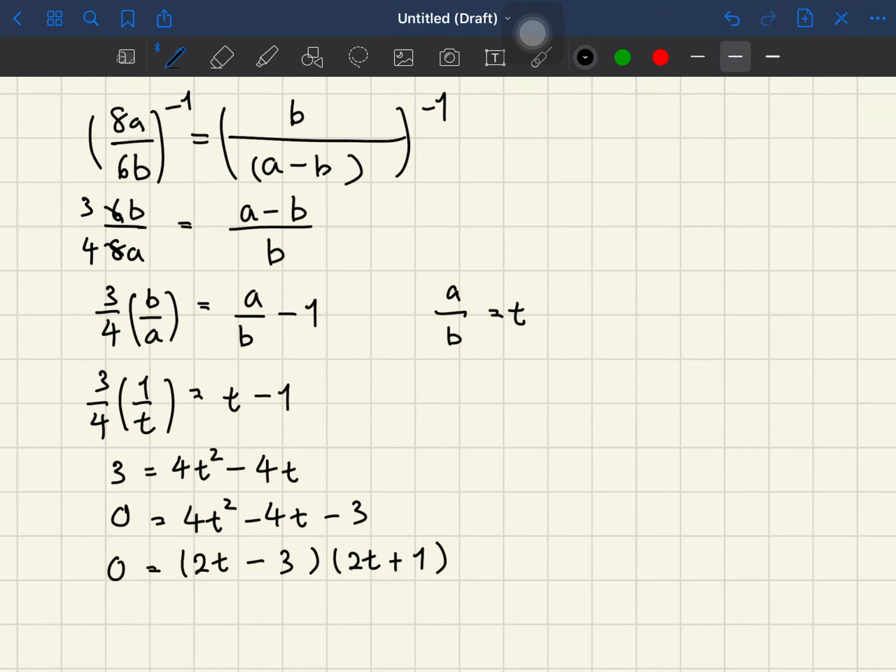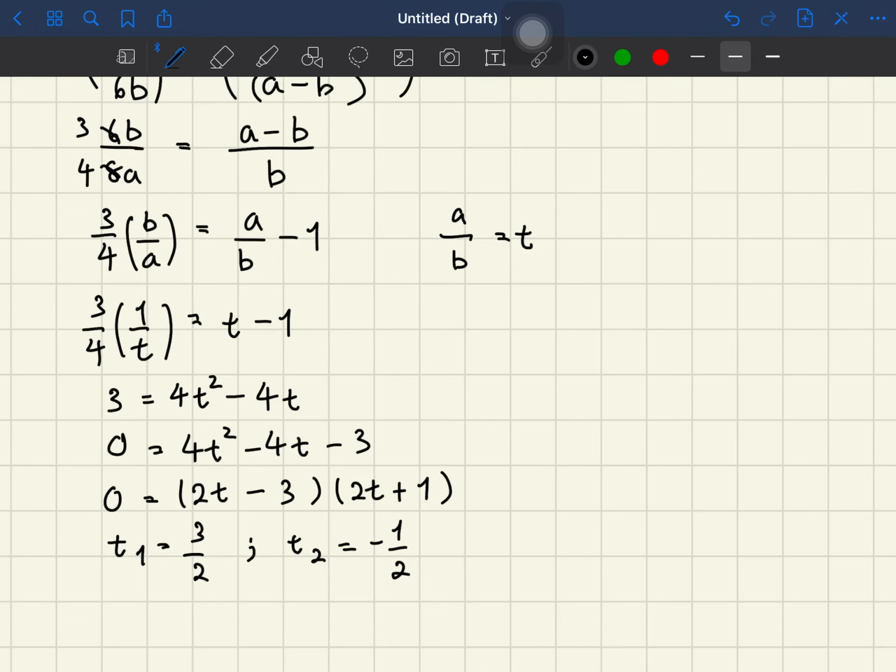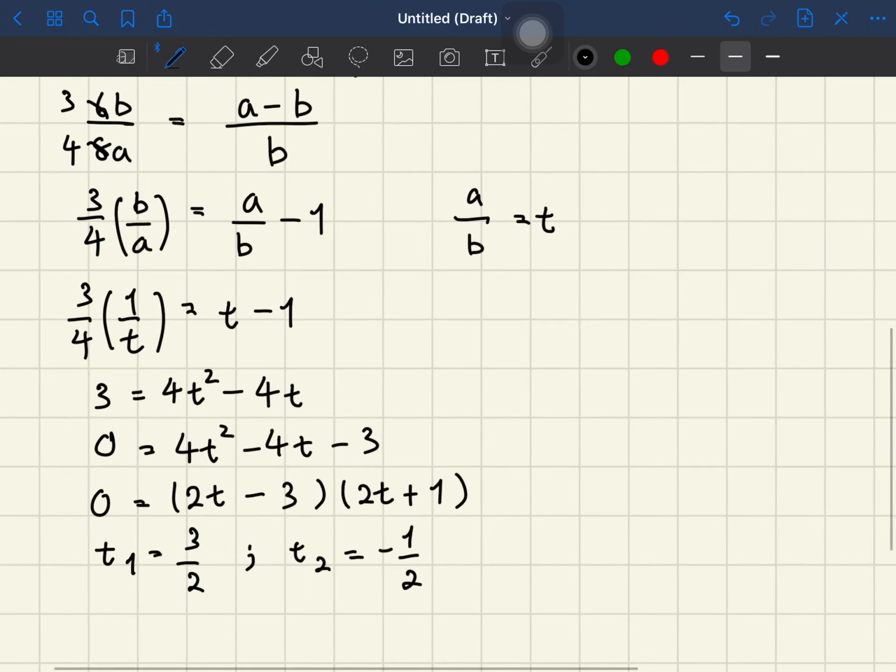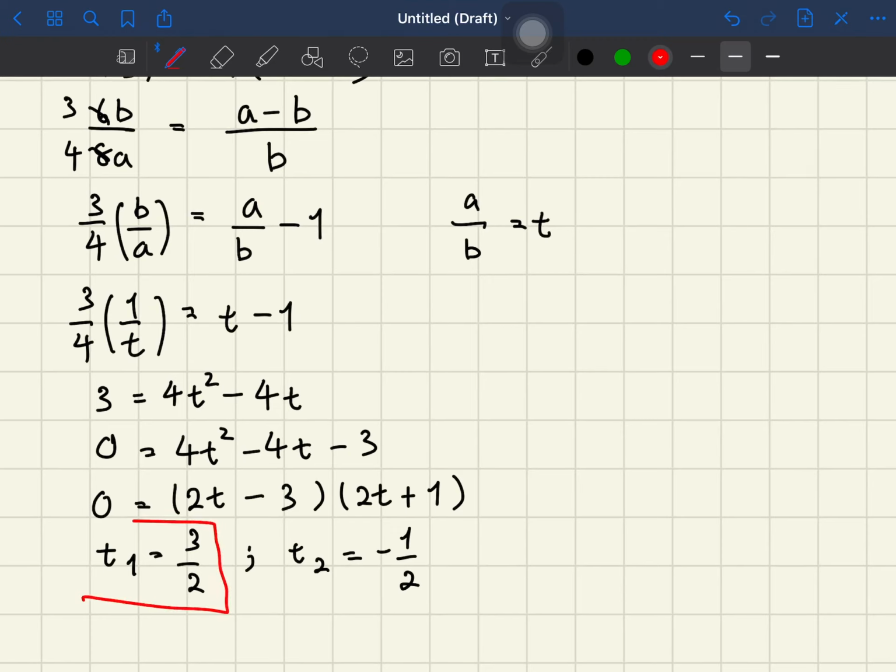So you can get t as the ratio, which is equivalent to 3/2, or you have t2 equals -1/2. So logically, which one is the correct ratio? We have only one ratio because we need to find a particular pair of values A and B. So we need to have one ratio because this ratio denotes the ratio of A to B. So you might have correctly guessed this one is the correct ratio, while this one is the wrong one.